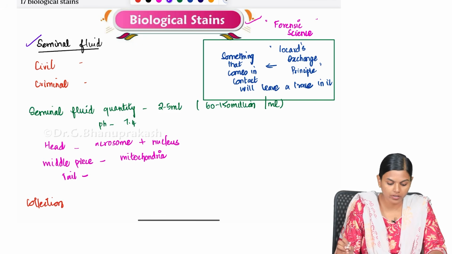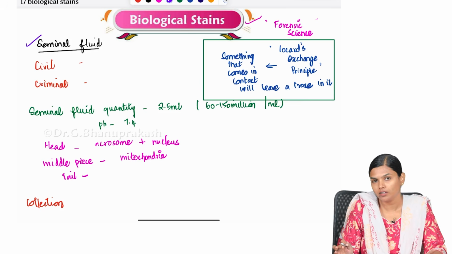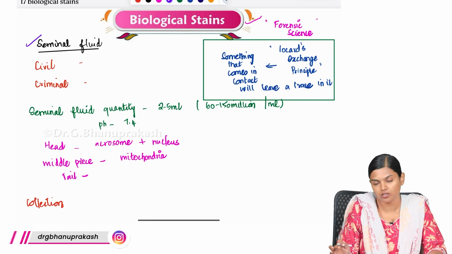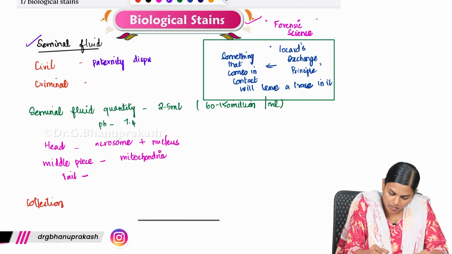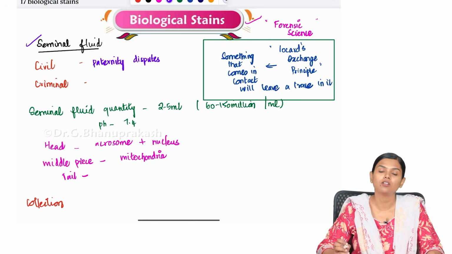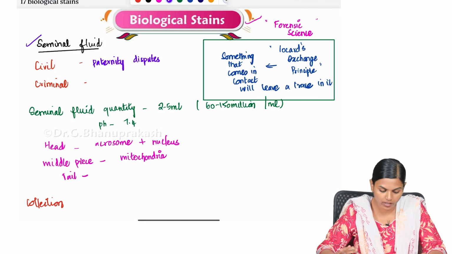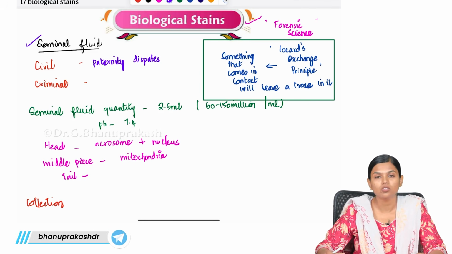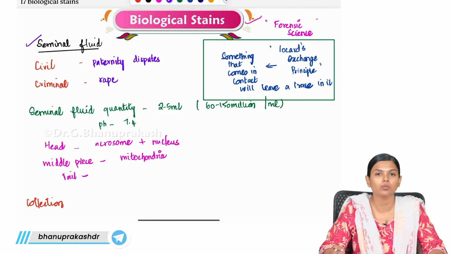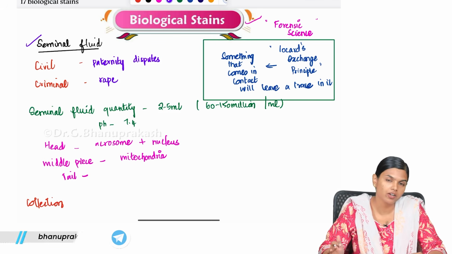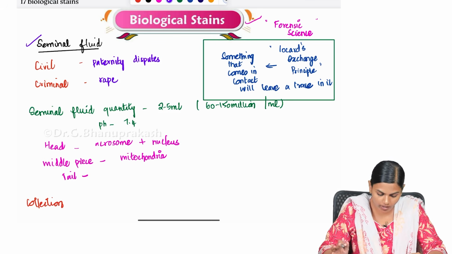Seminal fluid analysis is usually done in civil cases and criminal cases. In civil cases, it is usually done for paternity disputes. In case of paternity disputes, we will do seminal stain analysis and try to find out the result. In criminal cases, you will be doing it for rape, mostly trying to identify the attacker. So these are the conditions where we will be doing seminal fluid analysis.